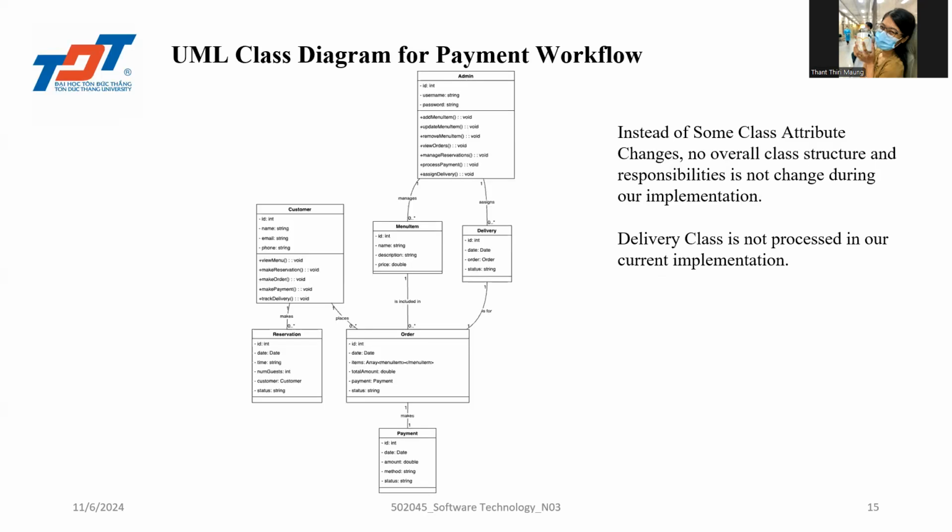And then this is the UML class diagram. We define the classes: admin, customer, menu, delivery, order, reservation, and payments. In our real implementation, we didn't change the overall structure of the classes, but in some we changed the class attributes. I haven't put where we changed the class attributes in this slide. So overall, we didn't change the class structure. But as I said, we have no delivery process, so the delivery class is not processed in our current implementation.